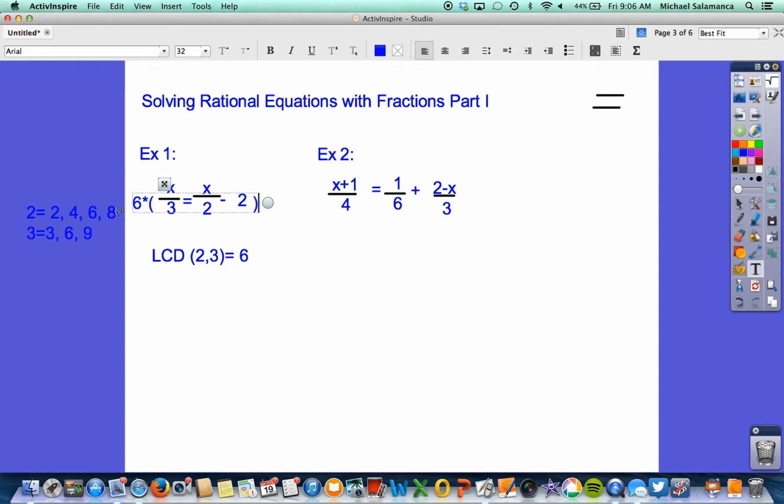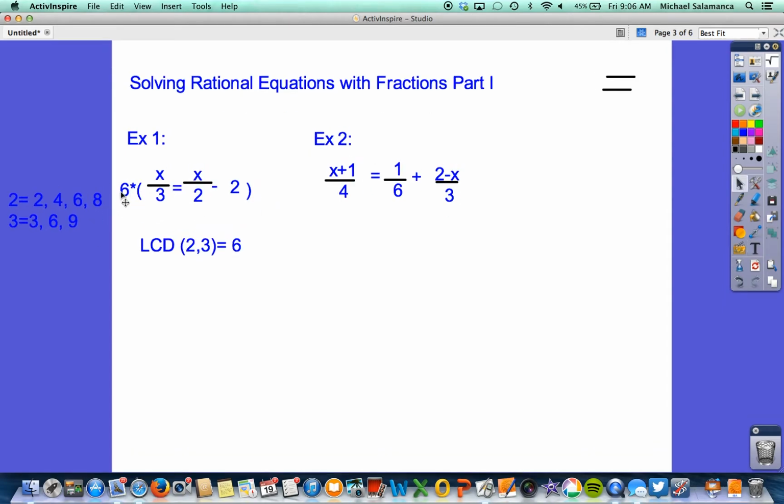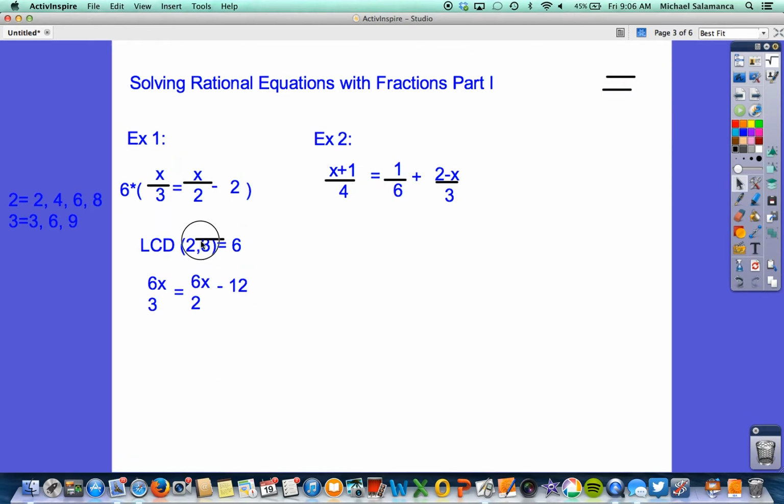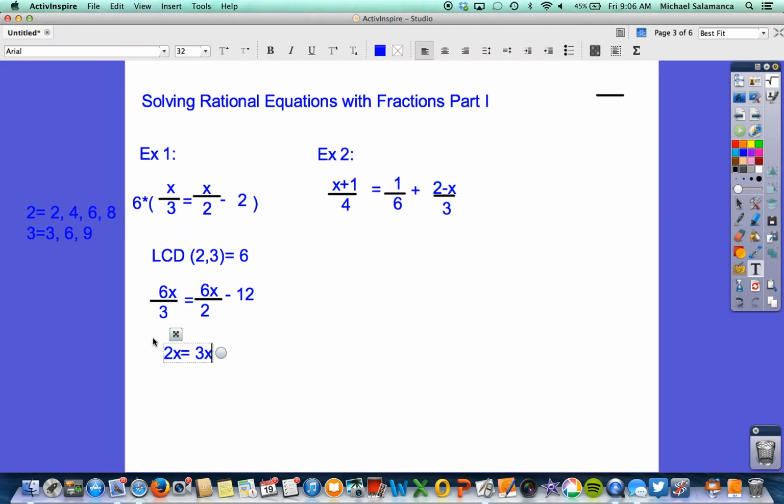Now, what we're doing is multiplying 6 times x, which is 6x divided by 3, equals 6x divided by 2, and then we just have minus 2 times 6, which is 12. When we do this multiplication, it simplifies, and 6x divided by 3 is 2x, equals 3x minus 12. Now we're just solving like we usually would.